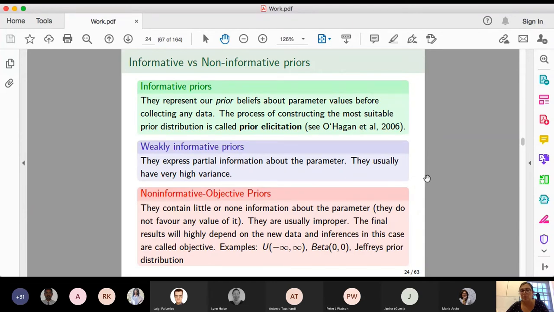And there are also other types of distributions that are called objective priors or non-informative priors. This is when you have no previous knowledge about the parameter. Usually here, and a little bit more mathematics, these are distributions that are not well defined. That's what I'm calling improper prior distributions, like a uniform distribution between minus infinity and infinity.